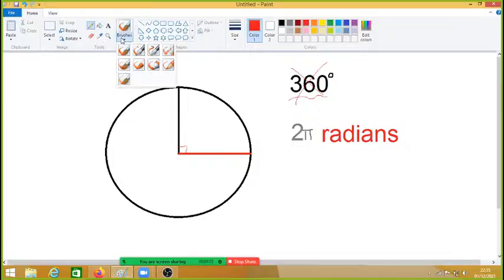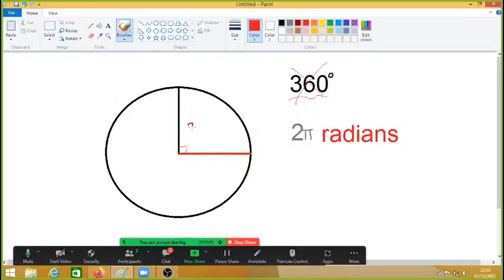Okay, well, let's think about that. It's just a quarter of the circle. So if the full circle is 2 pi, then this is just going to be 2 pi divided by 4. Cancel out the 2 and the 4 to just 1 over 2, and that becomes pi over 2 radians. It does get easier, but you just have to give yourself a day or two to get used to it.